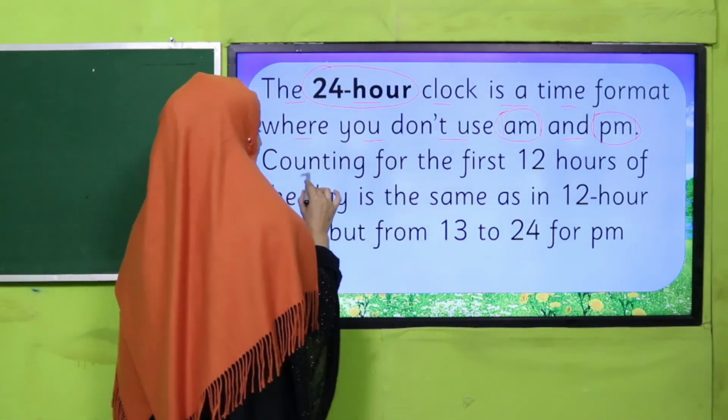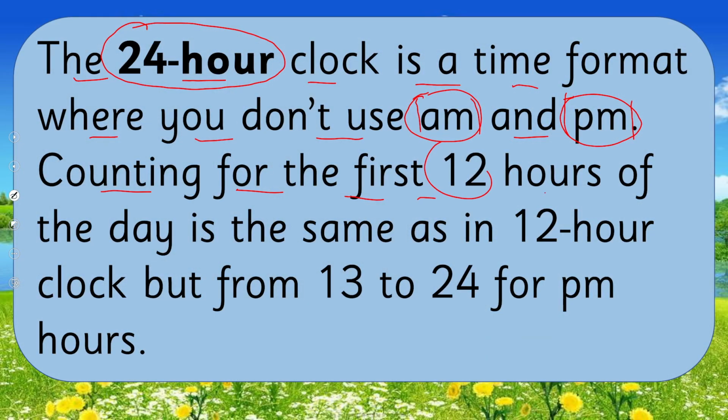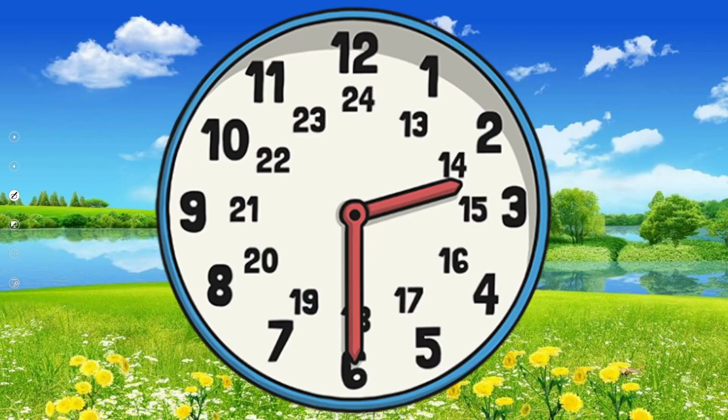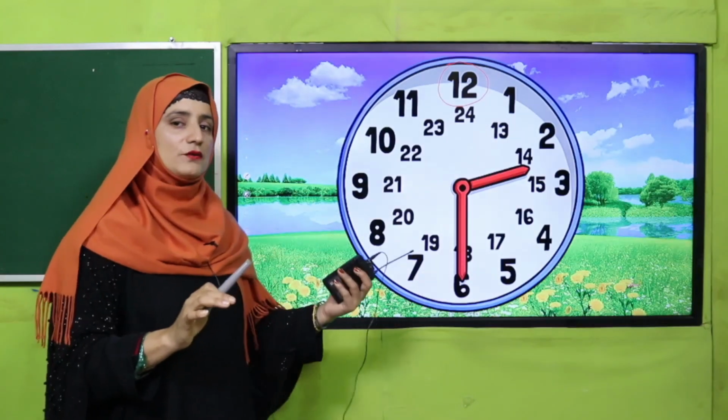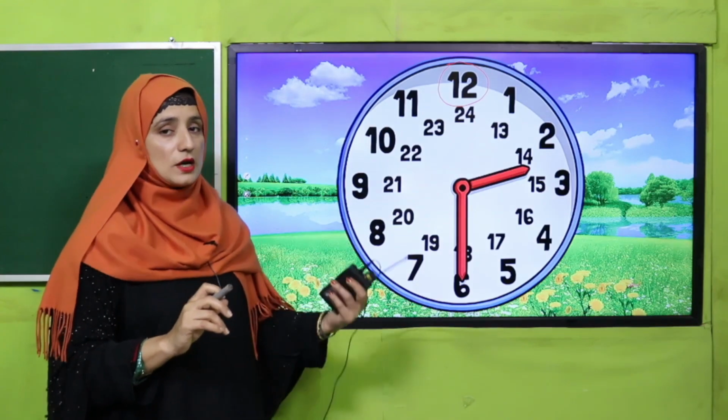How can we see that? Counting for the first 12 hours of the day is the same as in the 12-hour clock, but from 13 to 24 for PM hours. I'm going to show you on a clock. See there, my dear students, here is another clock that I have highlighted timing. So from 1 to 12 in the daytime is the same, the same as we are watching time on our 12-hour clock.